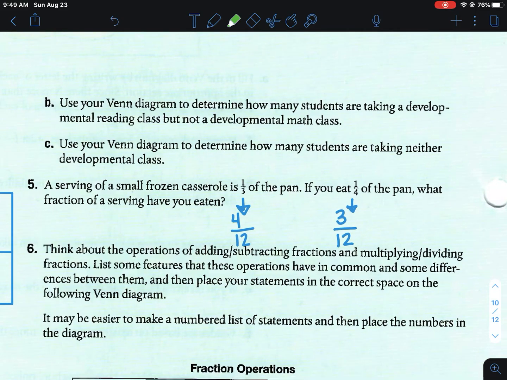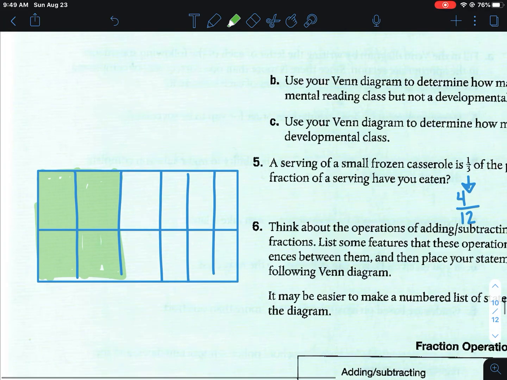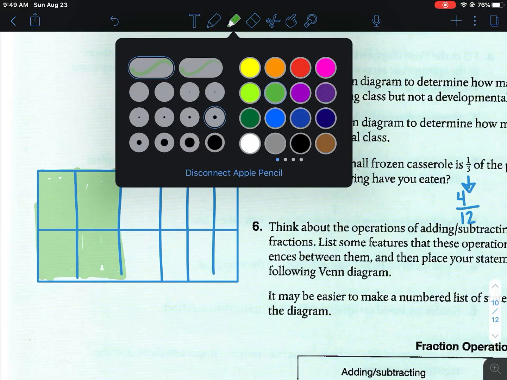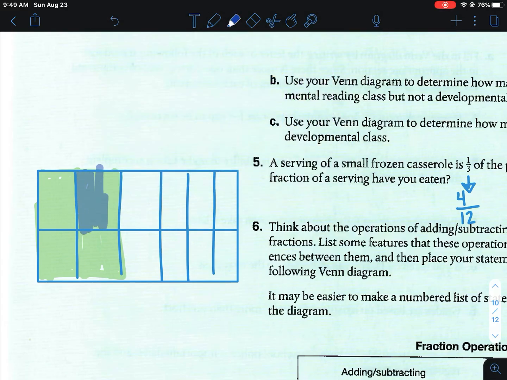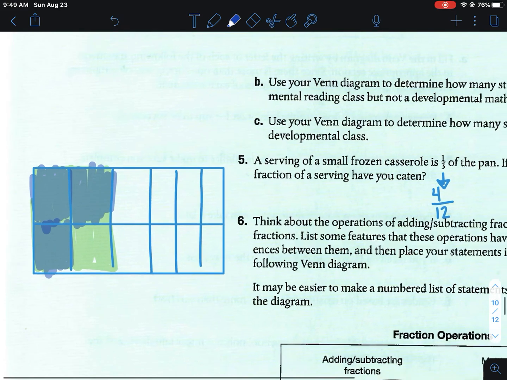And then you end up eating 1/4 of the pan, which since we now have it out of 12, you've eaten 3/12. So you've eaten 3 little squares. So we'll shade in 1, 2, and 3. So you've eaten 3, and one serving is 4 slices.